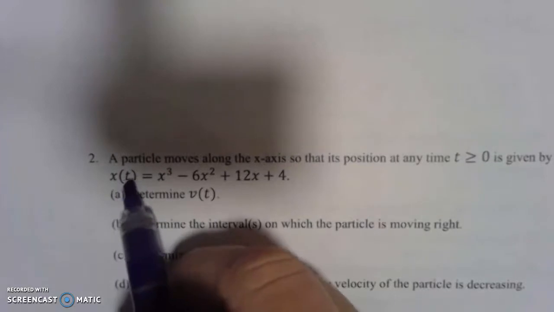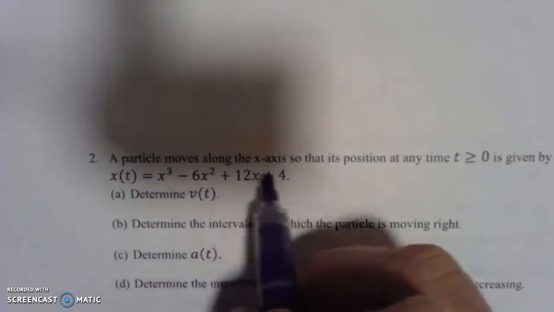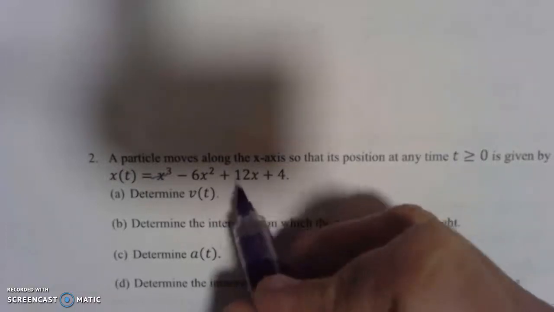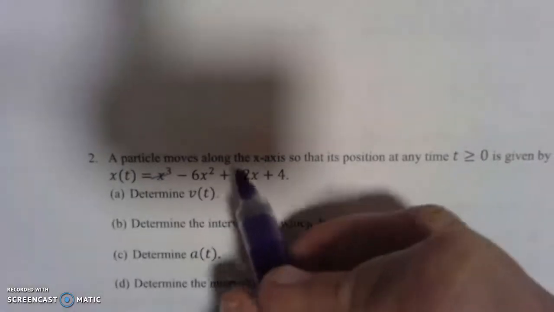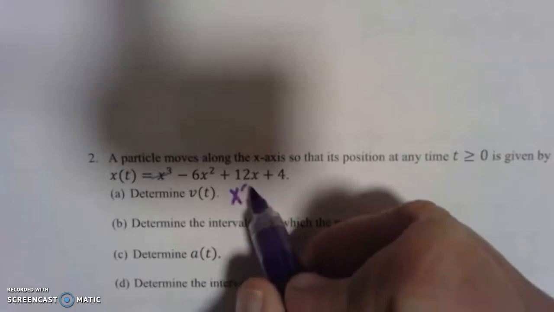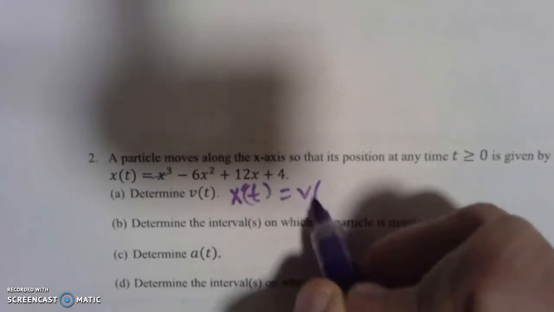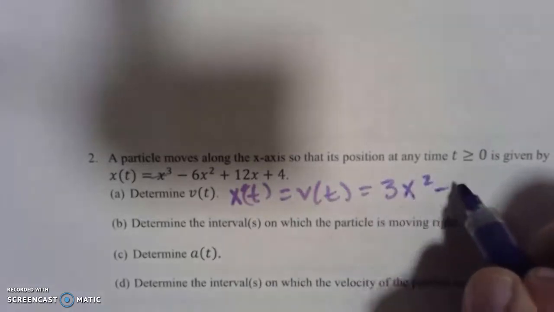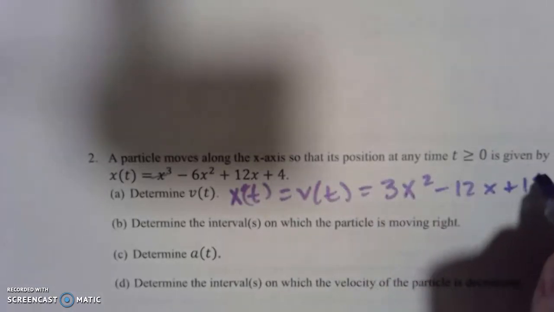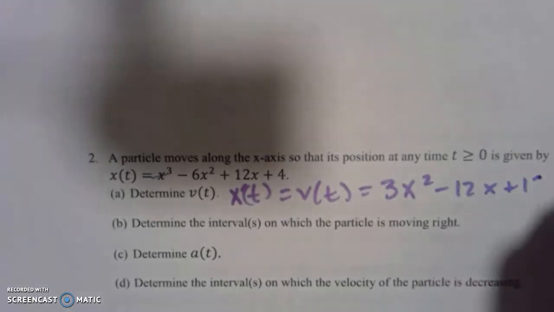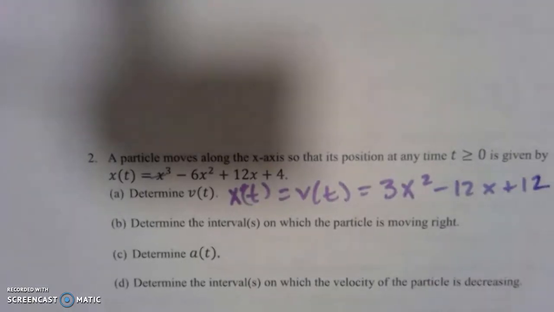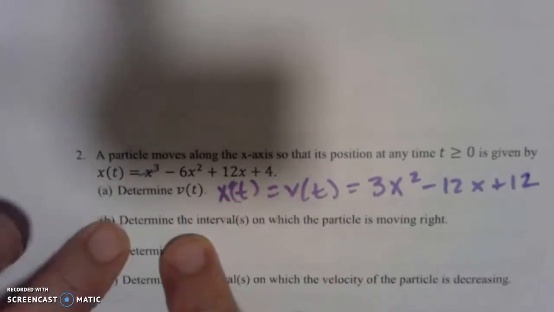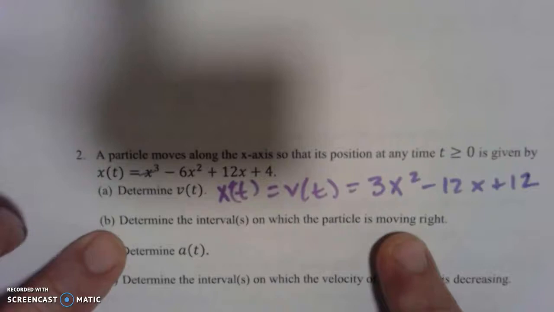Well, this is x in terms of t. This equation represents my position, whatever that equation looks like. To get to my velocity, x prime of t equals velocity of t, and so that's going to equal 3x squared minus 12x plus 12. That equation represents the derivative of that. Now it says determine the intervals in which the particle is moving right.